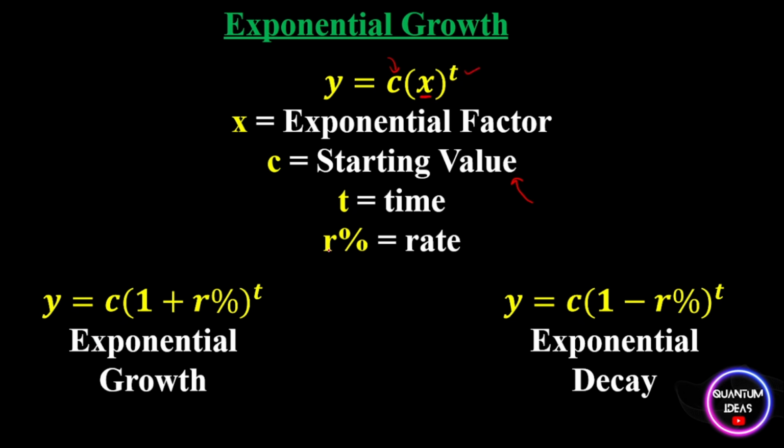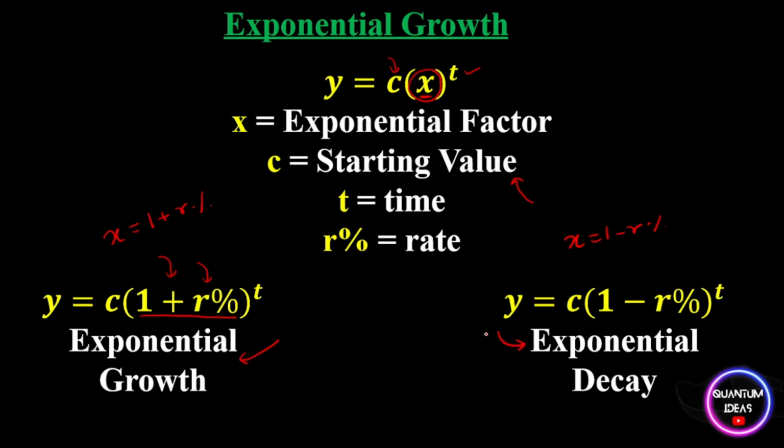This x can be interpreted in two ways. So now let's interpret it. When x is equal to 1 plus r%, here we have added the rate percent, right? So we have plugged in x equals 1 plus r%. In this case this will be called exponential growth. This will be the equation for exponential growth. If we take x as 1 minus r%, in that case we will call the equation exponential decay.